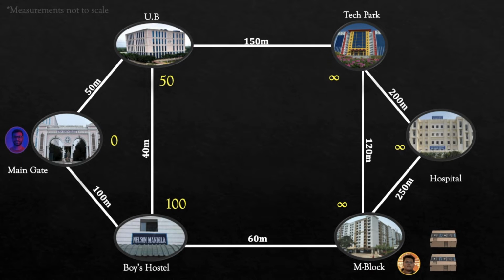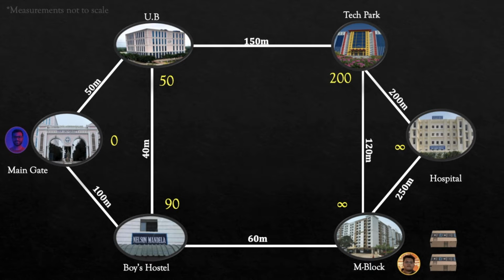50 plus 40 is less than 100, so we modify the distance of the boys' hostel from source, which becomes 90 meters. For tech park, 50 plus 150 is less than infinity, so we modify the distance for it to become 200 meters. Now we again perform the repeating steps. We check the smallest path from the UB, which is to the boys' hostel.